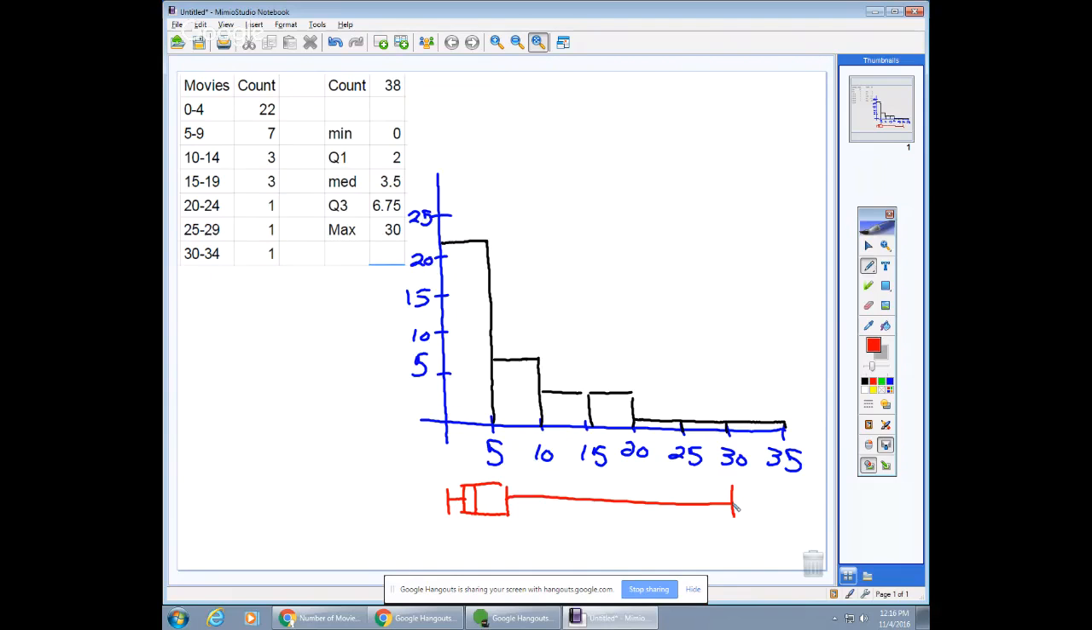All right, there's my histogram and box plot to the best of my artistic ability. And I used the scale from the histogram to make my box plot. So I just want to do this to review some ideas about histograms, box plots, what they tell us about the spread of the data.